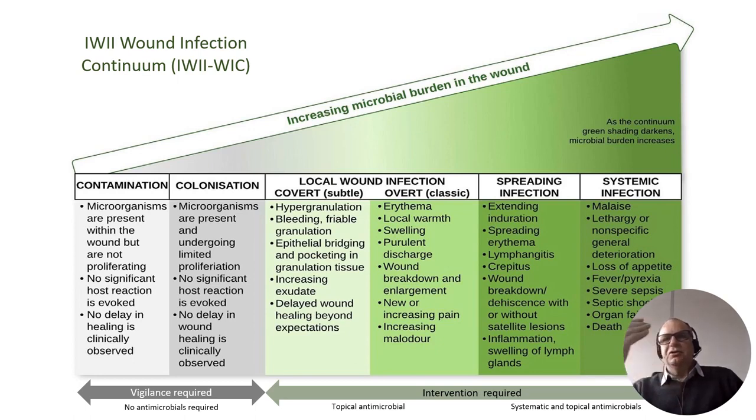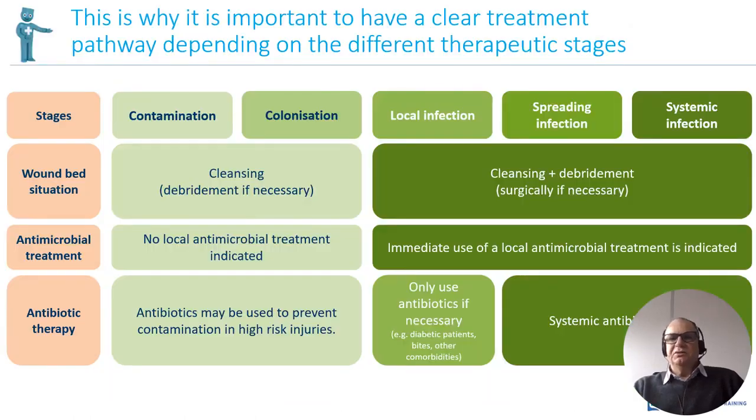If we have spreading or systematic infection, apart from the topical antimicrobial, we will also need systematic antimicrobials. So these are different types of algorithms that have been used. This is one of the suggestions. Looking at contamination and colonization, we clean the wound, debride if necessary. There's no need for antibiotic treatment or antimicrobials. In patients who are at high risk, sometimes antibiotics or antimicrobials are used.